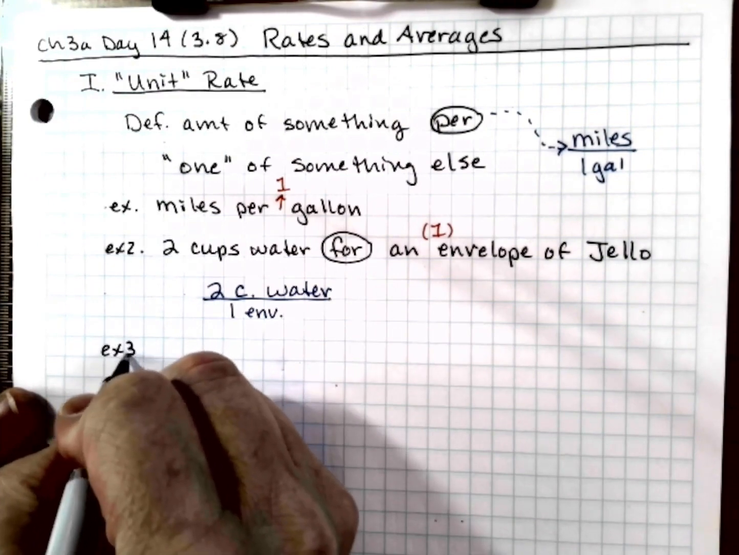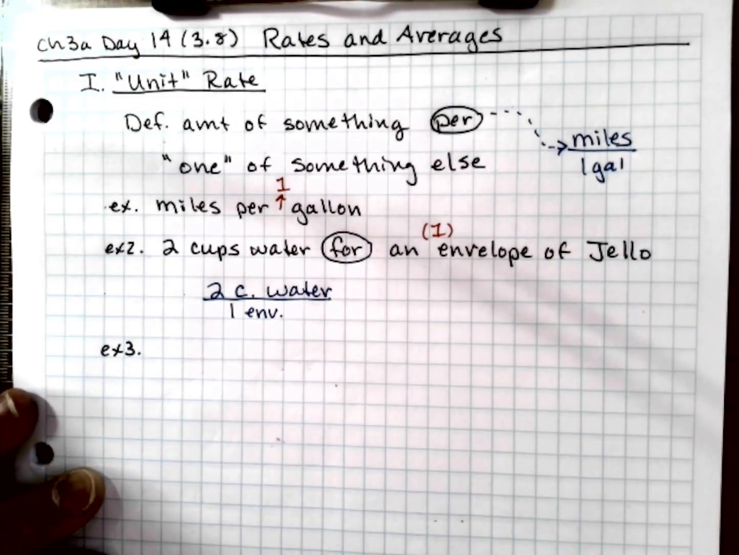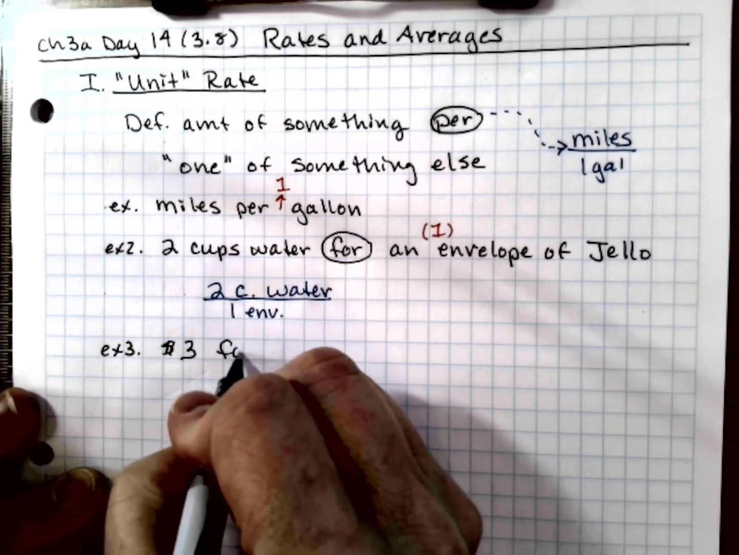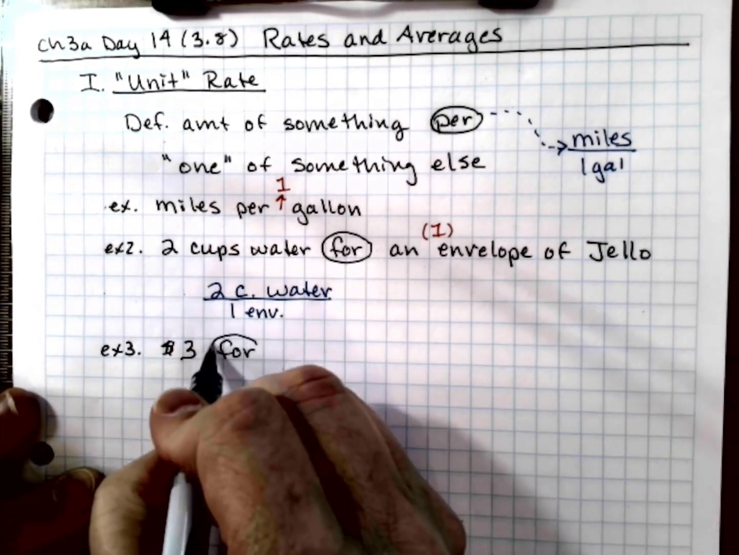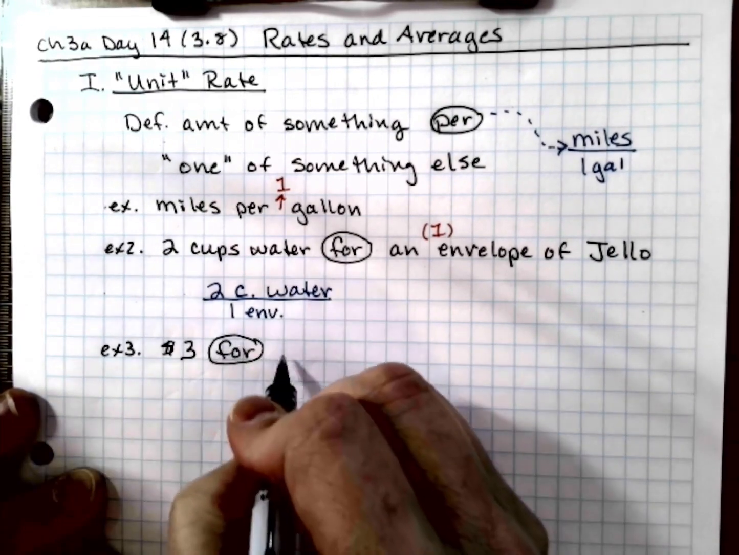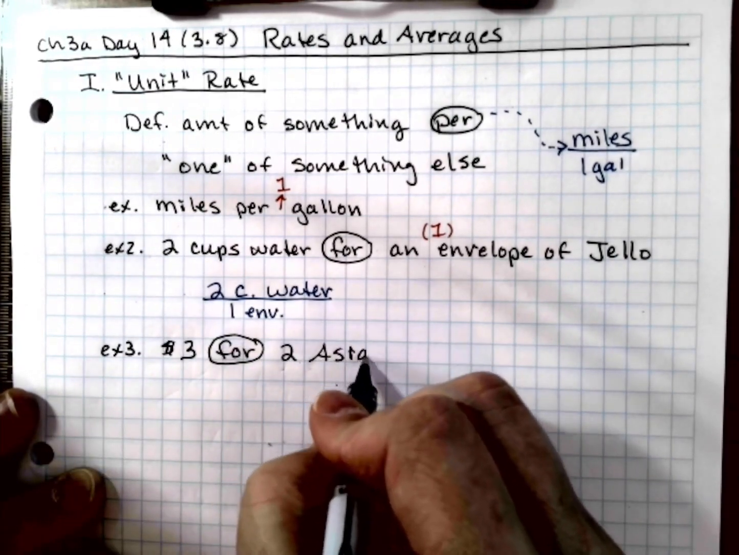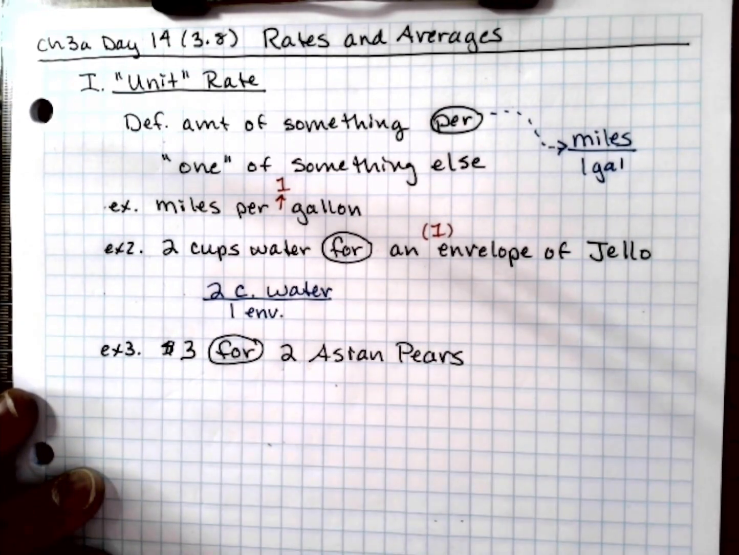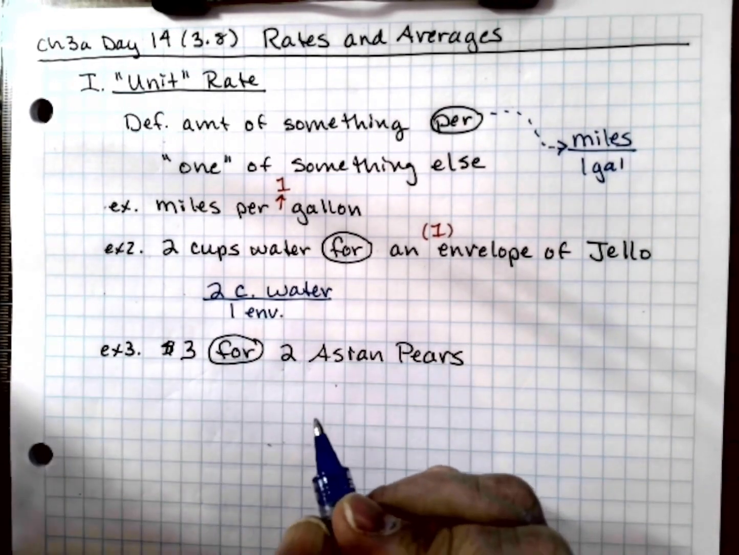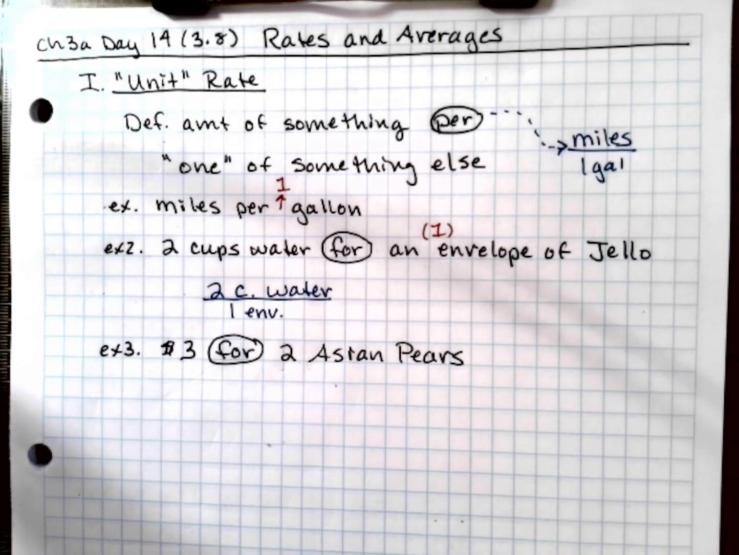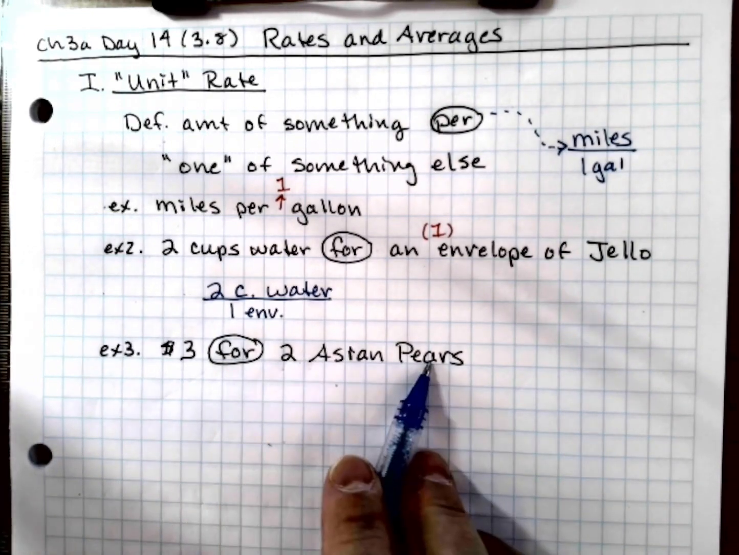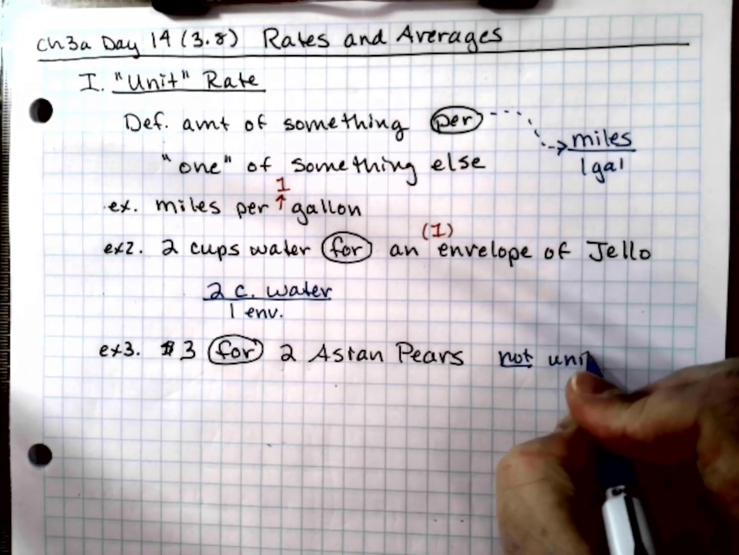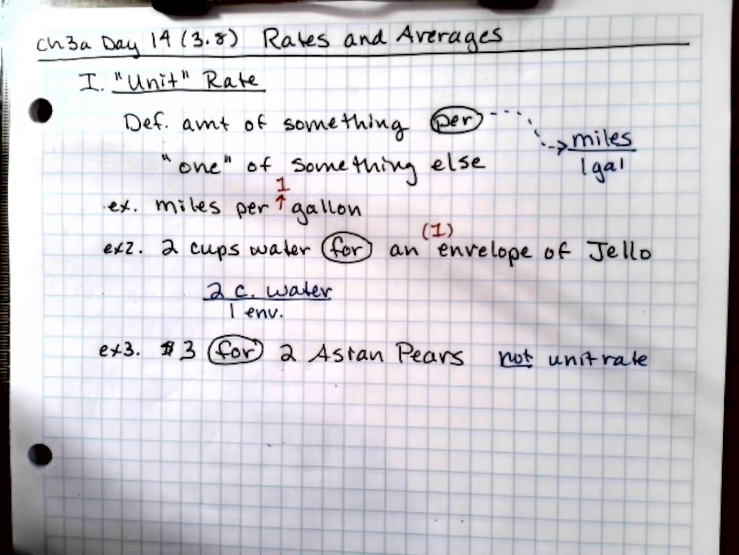All right, let's do another example of a unit rate. Let's say it is $3 for, and there's your fraction bar, for 2 Asian pears. I love eating Asian pears, and they are very expensive. Now this is not quite a unit rate, because it's for 2 Asian pears. So this is not a unit rate, but we can fix it.